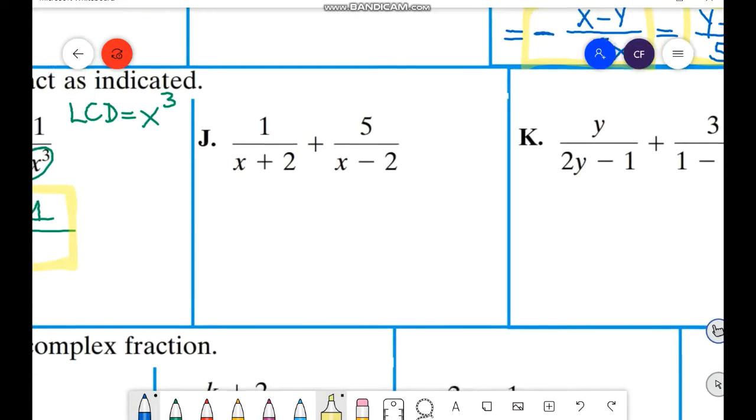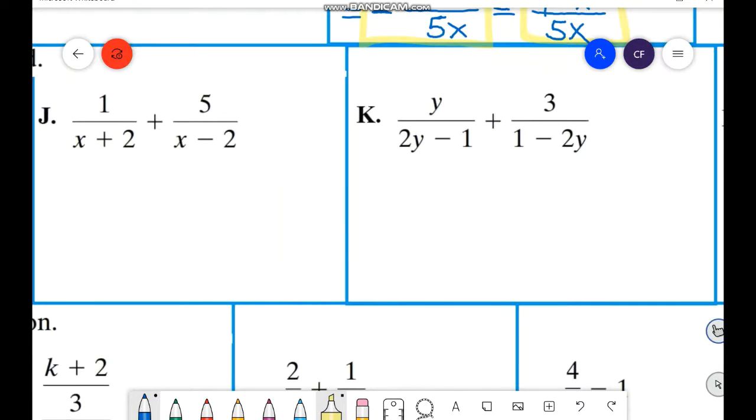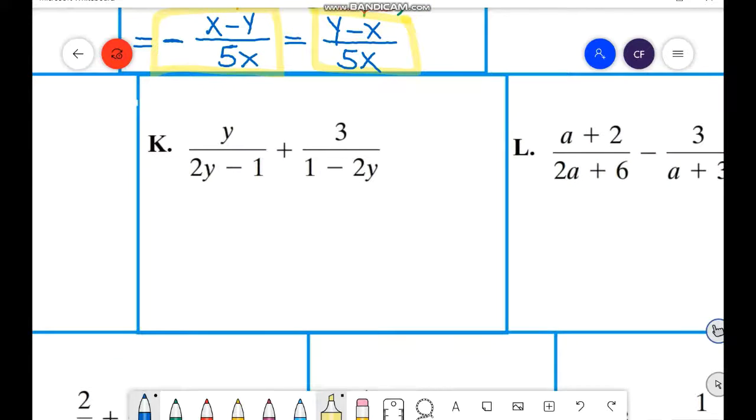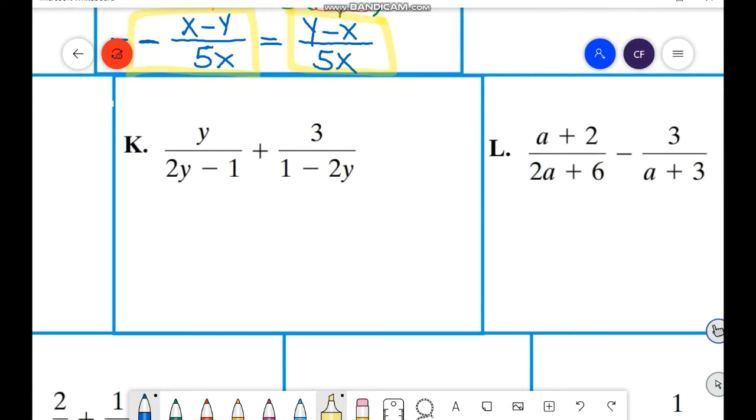Skipping letter J. Let's work with letter K. This is an interesting one. Check the denominators: 2y minus 1 and 1 minus 2y. You don't need to find the least common denominator. Actually, it is going to be 2y minus 1 because they are the same. You just need to change the sign. Keep this one, 2y minus 1. And the next, you can change the sign.